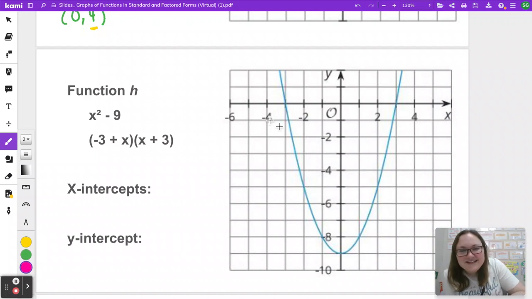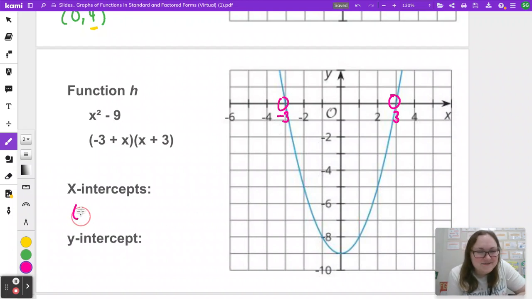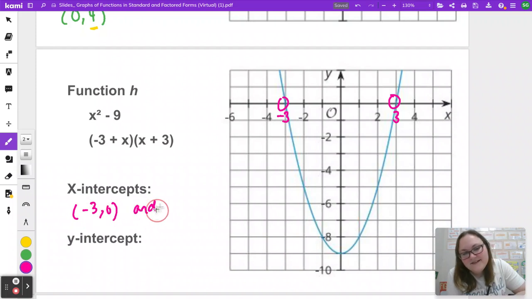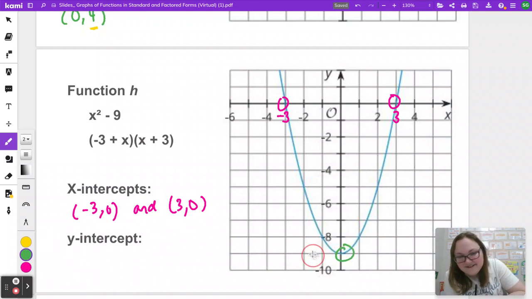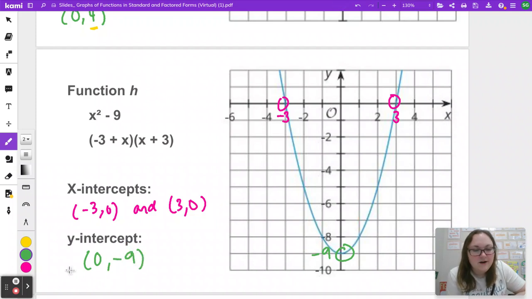So this time our x-intercepts are right here at -3 and at +3. Did I say y-intercepts? Our x-intercepts are at -3 and +3. So we have an x-intercept at (-3, 0) and at (3, 0). And then our y-intercept is all the way down here at -9. So that would be 0 on x and then -9 on y.